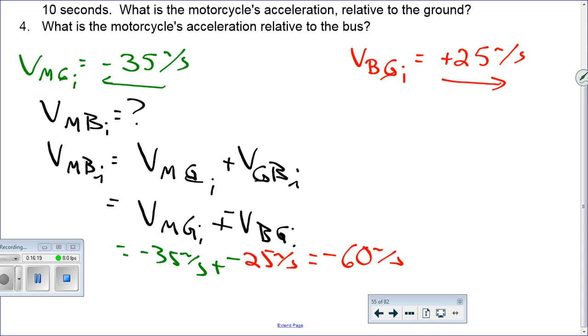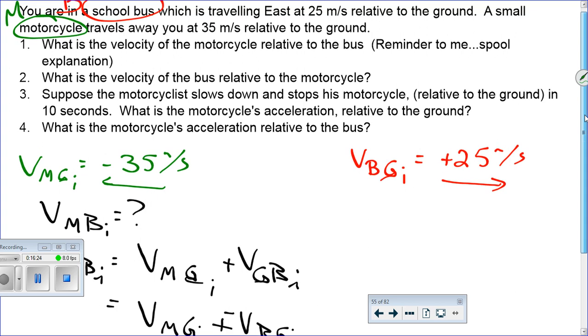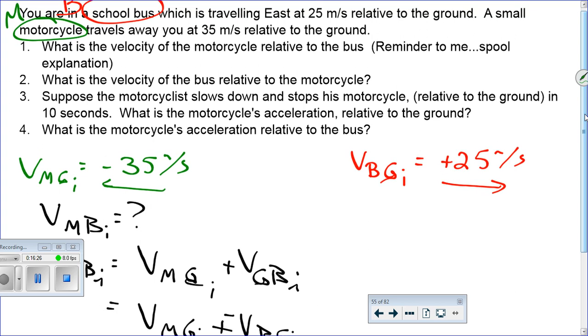So I wrote myself a little note about the spool explanation. The idea is the 2 things are moving apart from each other, right? This one's going this way at 25, this one's going that way at 35. So every second, they're getting another 60 meters farther apart, right? So if you had a spool of rope where one end was tied to the bus and the other end was tied to the motorcycle, as it drove, it would be pulling out 60 meters of rope every second. Follow or no?